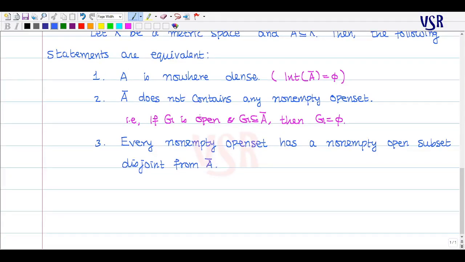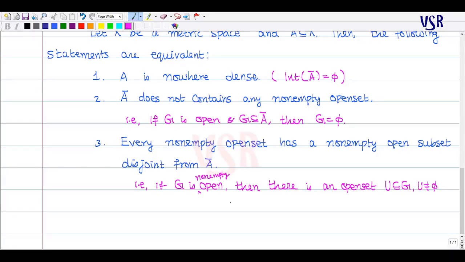அப்ப இதுக்கு என்ன அர்த்தம் அப்படினா, if G is open, non-empty open, then there is an open set U which is a subset of G and U is not equal to empty such that, என்ன ப்ரூஃப் பண்ண போறோம் அப்படினா, this U intersection with the A closure is equal to empty. U வந்து A closure டச்சே பண்ணாது.